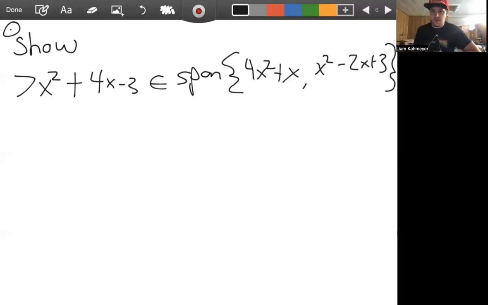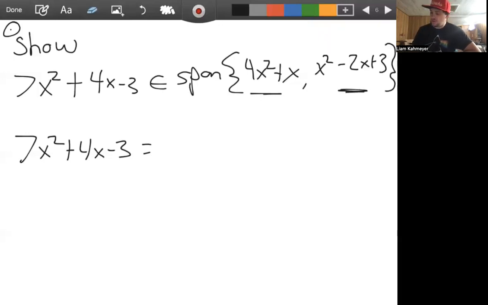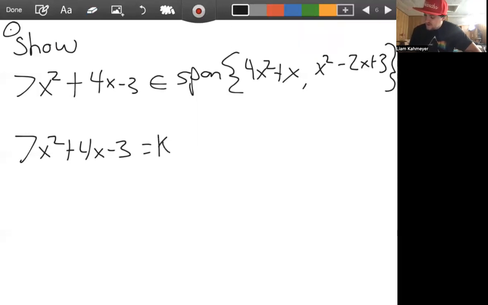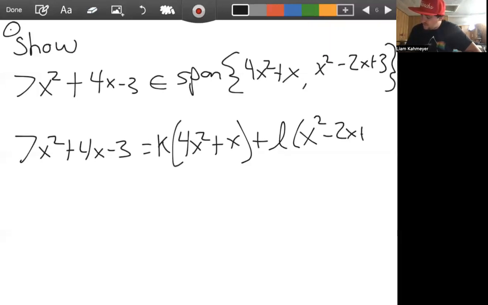Now, to show that this is in the span, we have to show that 7x squared plus 4x minus 3 can be written as a linear combination of the elements in the spanning set, or rather, the elements that we're looking at the span of. So this means we're asking, does there exist K and L such that 7x squared plus 4x minus 3 is equal to K times 4x squared plus x plus L times x squared minus 2x plus 3? Well, let's see if this is possible.